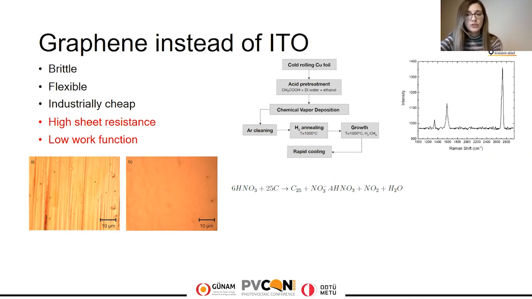As you can see from the Raman spectrum, single-layer graphene was produced. At the left bottom, optical images were given before and after annealing processes. The nitric acid doping mechanism runs according to this equation.